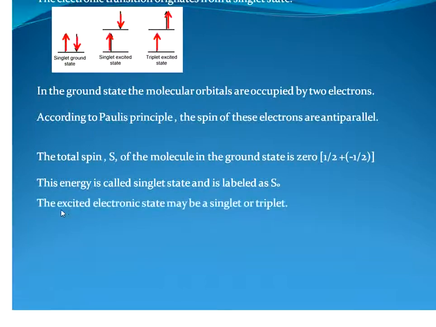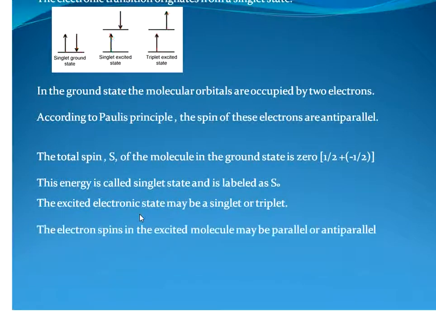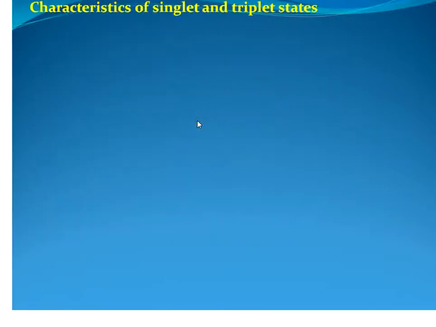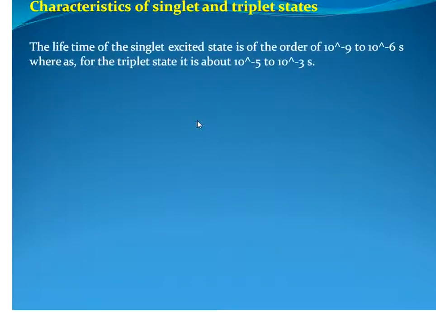Here we've seen that the excited electronic state can be singlet or triplet. We're also saying that the electrons in the excited molecule may be parallel or anti-parallel. Parallel means a singlet excited state, while anti-parallel means a triplet excited state. So now let's look at the characteristics of singlet and triplet states.